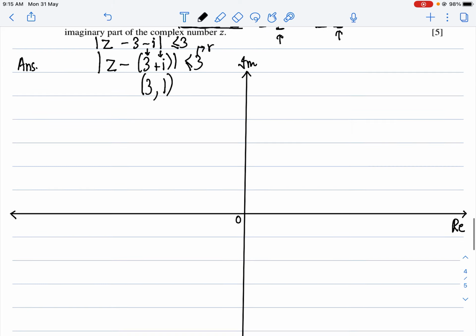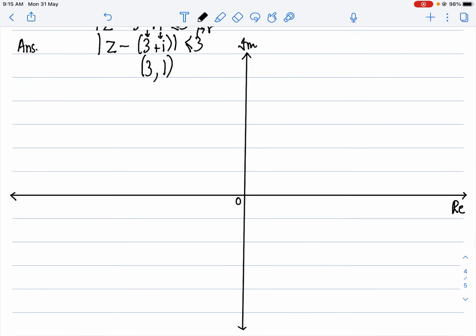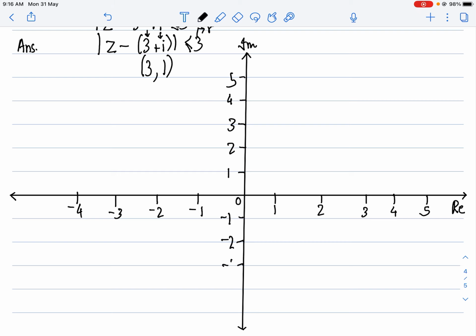So what I need to do is make a sketch. I'll first make the coordinates, and I'll get something like this. So you just need to mark these before we start.